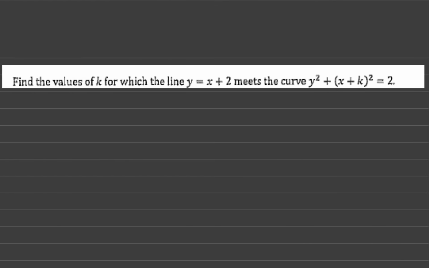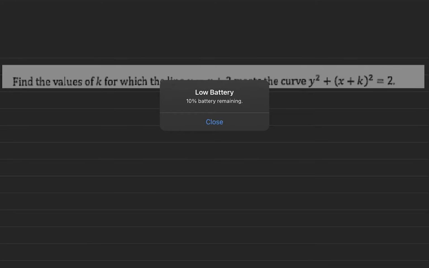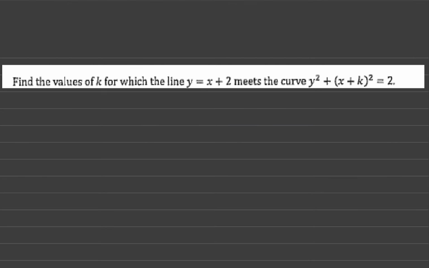One more question. It says meets the curve. So we did tangent, we did two distinct points, we did less than, and intersect. One last question: meets the curve. I'm not sure whether it meets twice or once. In that case, what did I teach you guys?